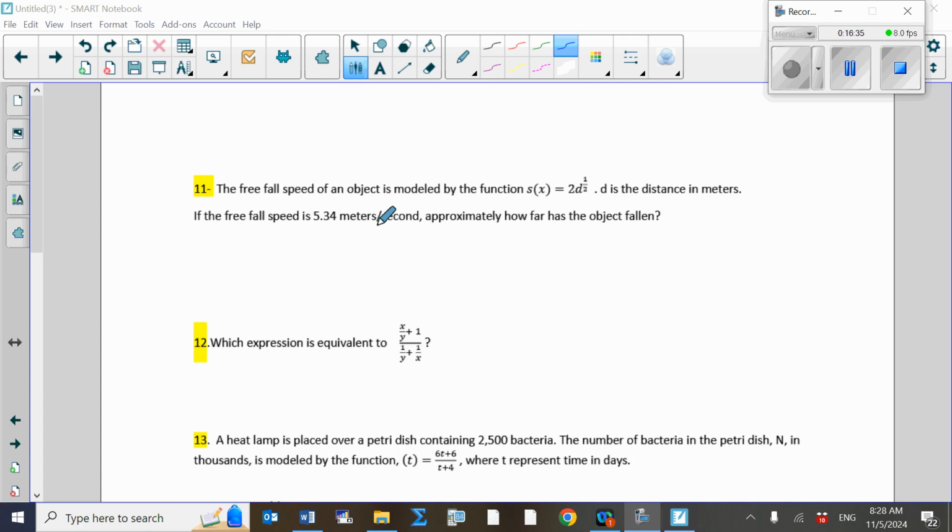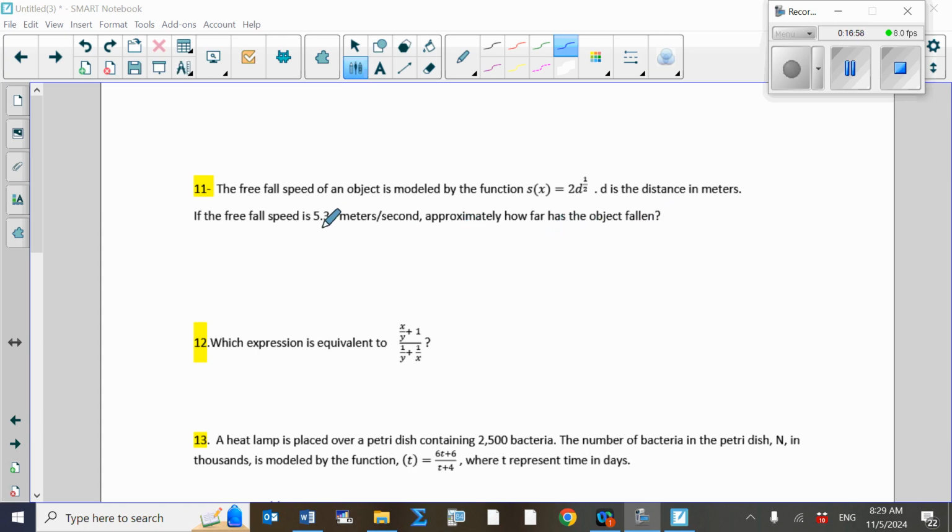Okay, the next question that I want to work on is this one. The free fall speed of an object is modeled by the function s of x equal to 2d to the power of 1/2. D is the distance in meters. If the free fall speed is 5.34 meters per second, approximately how far has the object fallen?